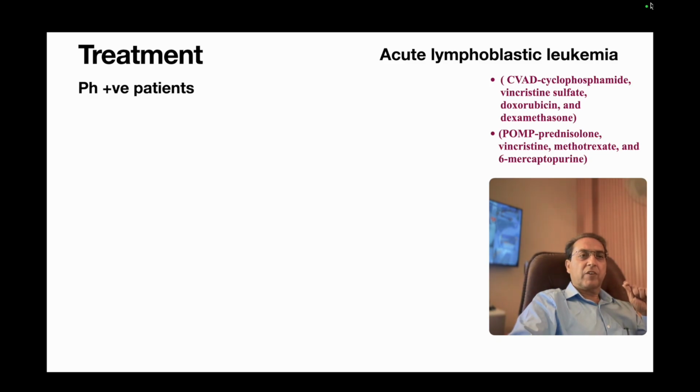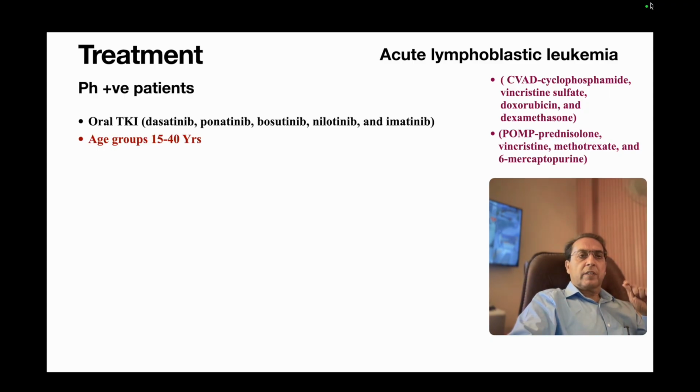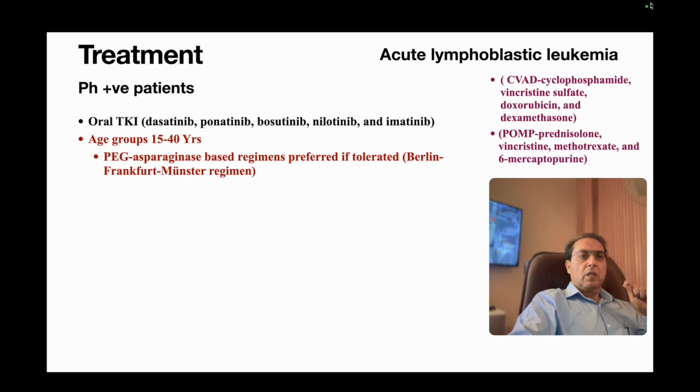If the patient is Philadelphia positive, oral tyrosine kinase inhibitors of second generation are the useful drugs, for example, dasatinib or ponatinib or similar drugs. In patients who are 15 to 40 years, pegylated asparaginase-based regimens are preferred if they are tolerated.